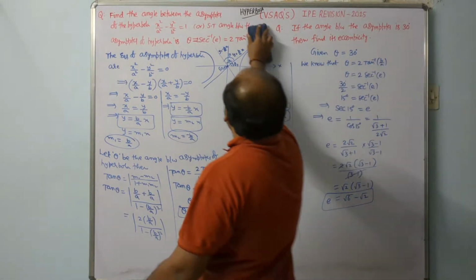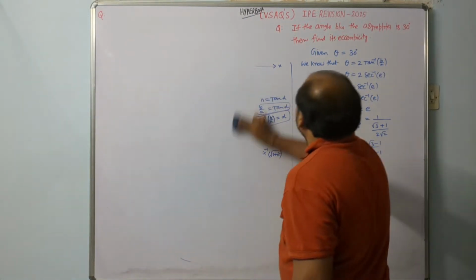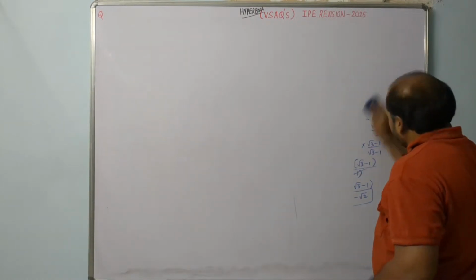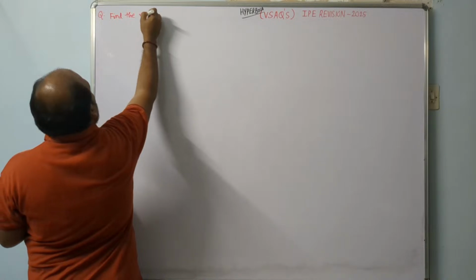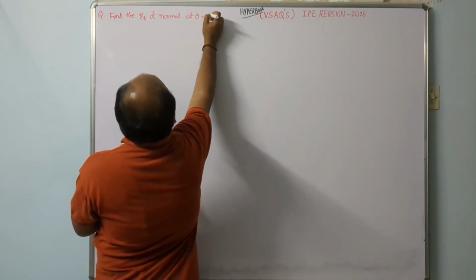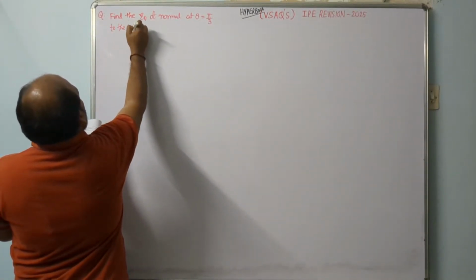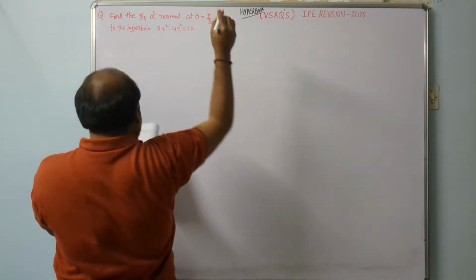Now we move to next questions. Find the equation of normal at theta equal to pi by 3 to the hyperbola 3x square minus 4y square equal to 12.